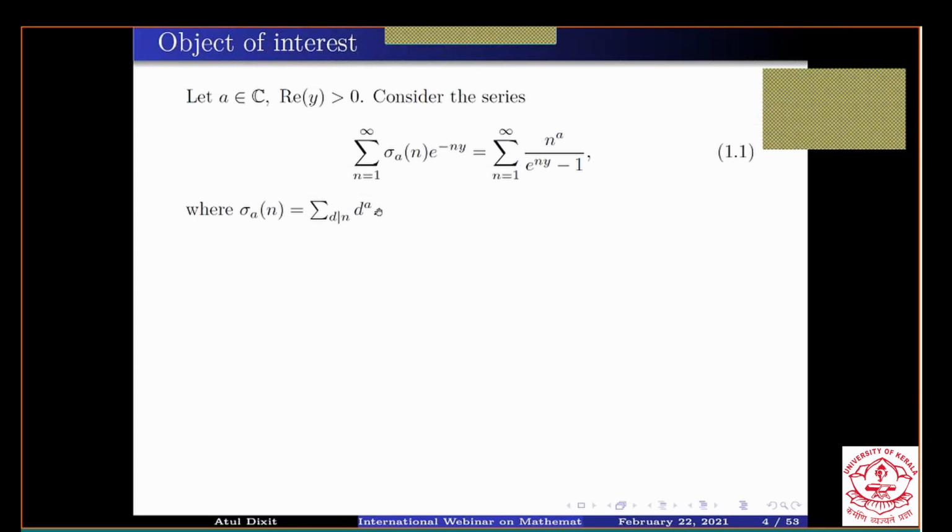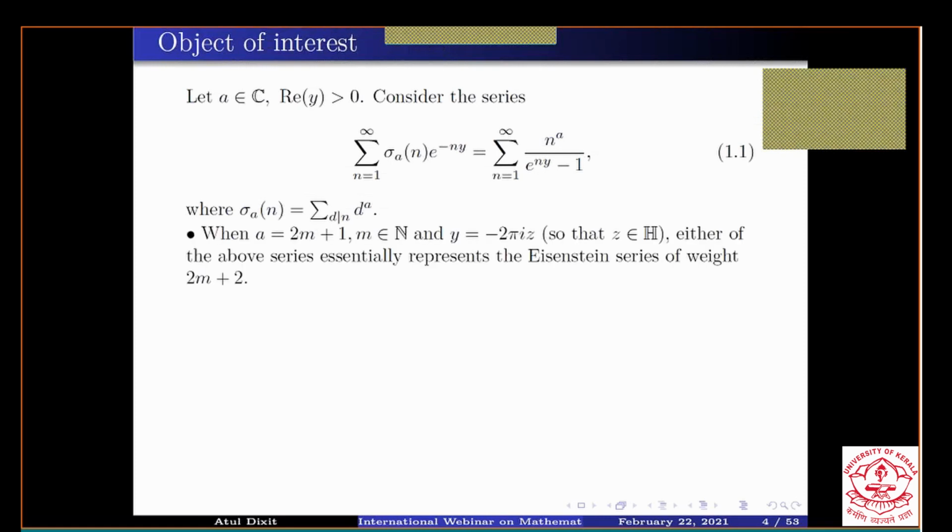So you can easily write down this series in this alternate form, just using the definition of sigma_a of n which I said before. You take the powers of all of the divisors of n, and add those. So you'll get a double sum, and then you interchange the order of summation, and you are able to write one of the sums as 1 over e^(ny) minus 1. So it's very simple to derive this, when a is equal to k minus 1, and when y is equal to minus 2 pi i z.